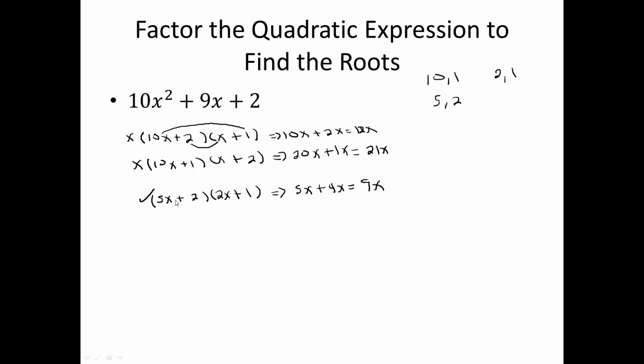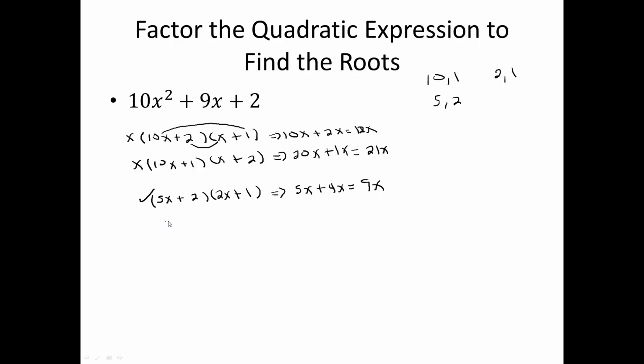So again, the first two numbers in the parentheses have to multiply to be the first term, the 10x squared. The last two numbers in the parentheses are factors of the last term of 2. And we check by multiplying the outside, multiplying the inside, and adding those together, and they should equal 9x. And they do. Now that's just factoring that expression out. We want to find the roots of what this would be if this was an equation. What would the roots be of this quadratic expression?